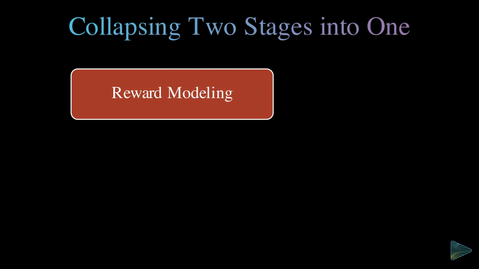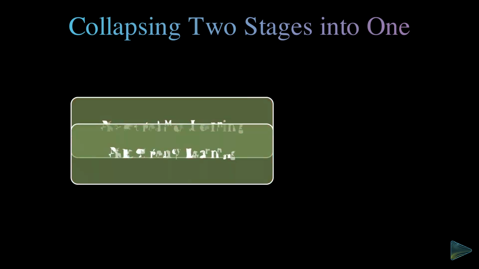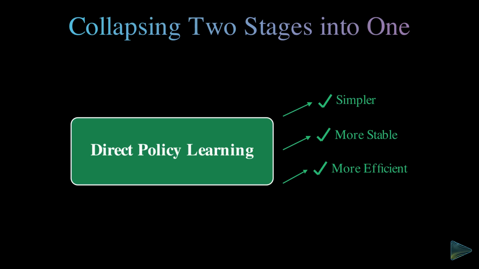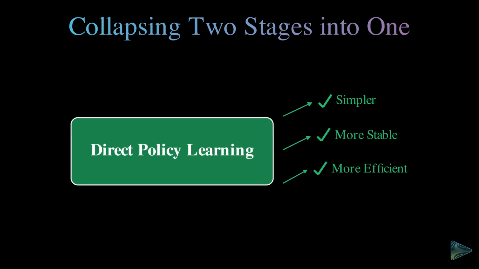DPO streamlines the traditional two-stage RLHF pipeline into a single unified training stage by directly optimizing the policy from preference data. This approach removes the need for an explicit reward model and the reinforcement learning loop, making training simpler to implement, more stable by avoiding RL-specific instabilities, and more computationally efficient due to reduced overhead.